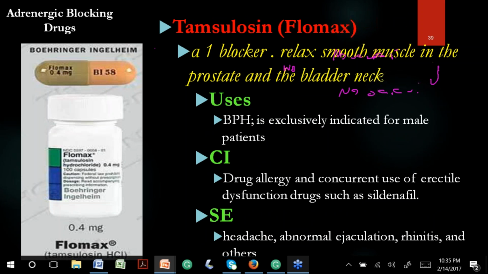Tamsulosin is an alpha-1 blocker that relaxes smooth muscle of the prostate and the bladder neck. So tamsulosin is going to be used for BPH, benign prostatic hypertrophy. After 50, the prostate starts to enlarge. The reasons, we don't know. And BPH is going to block the urethra, the exit of the urine from the urinary bladder.